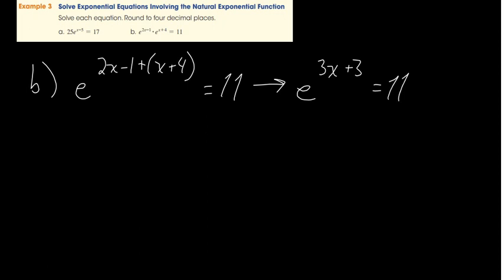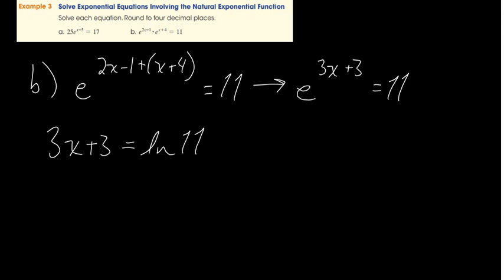Okay. We're going to take the natural log of both sides. So if we take the natural log of the left side, then that's just going to be equal to 3x plus 3, because again, we're taking a natural log here. This comes out front, and the natural log of e, well, that just becomes 1. Okay, so it just becomes 3x plus 3. And then the right side becomes the natural log of 11.